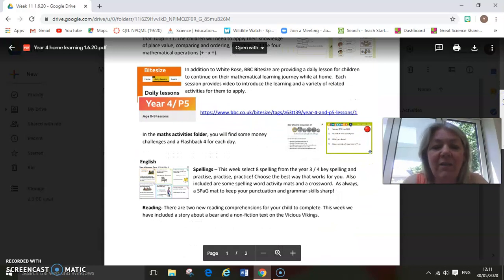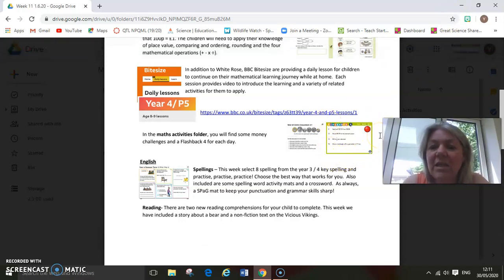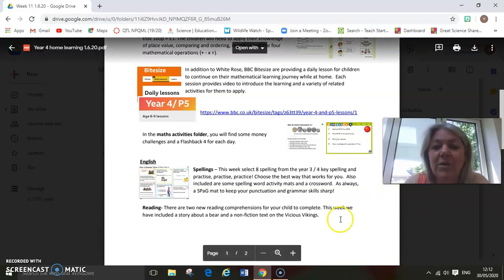Now in the maths activity folder this week there are some money challenges, some money games and some money activities, and there's a new thing called a Flashback 4. So this is 4 questions and it's a flashback because you're going to have to think back to what we've learned already in year 4. So there are 4 different types of questions for you to have a go at, and there's always in the corner here, if you can see it, a shape. Now that's a 3D shape there. I want to know what the name of that 3D shape is. So actually it's not a Flashback 4, it's a Flashback 5 because we've got to think about the shape as well.